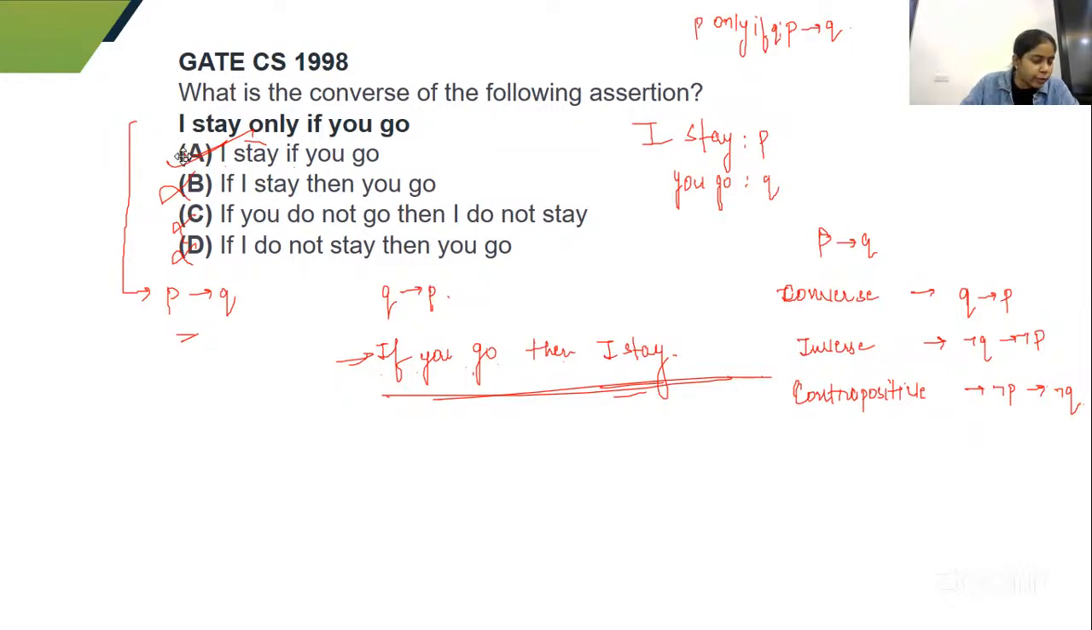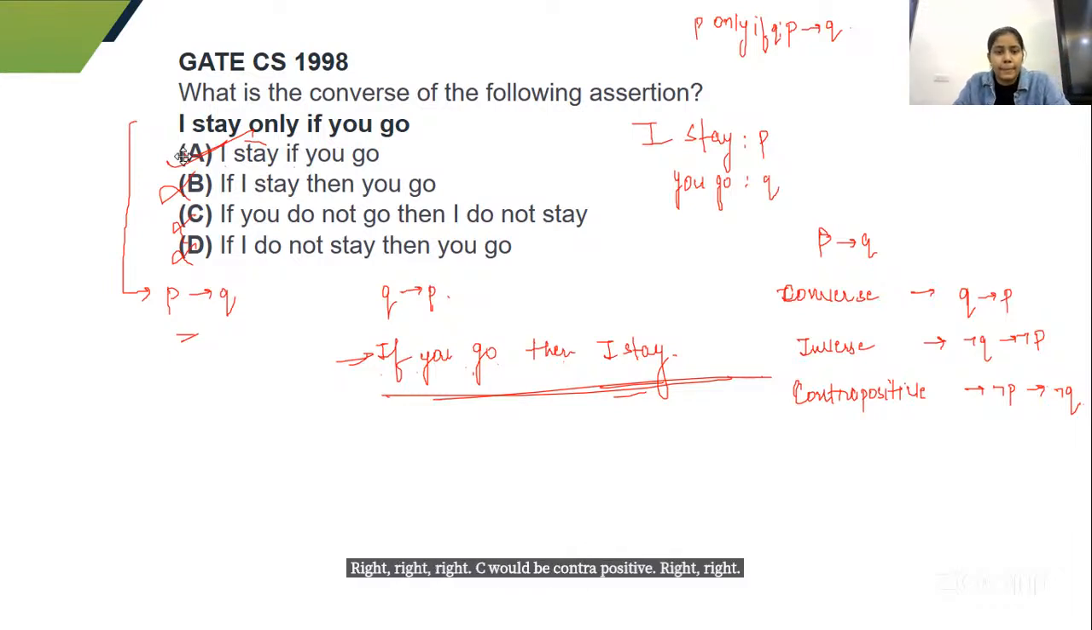Right, right. C would be the contrapositive. Right, Aj.